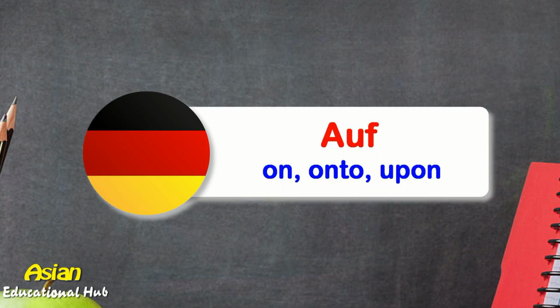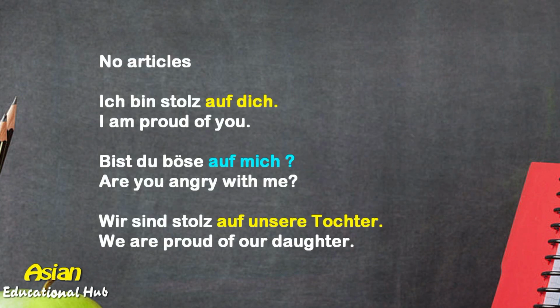Let us see auf means on, onto and upon. So without article, ich bin stolz auf dich. I am proud of you. Bist du böse auf mich? Are you angry with me? Wir sind stolz auf unsere Tochter. We are proud of our daughter.